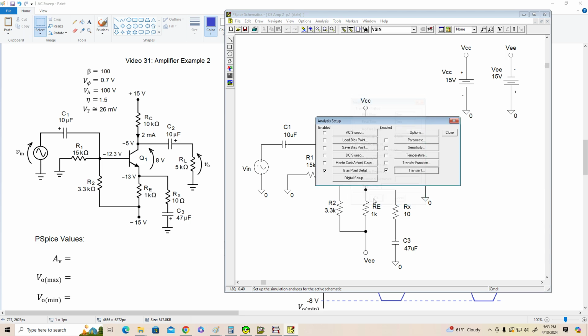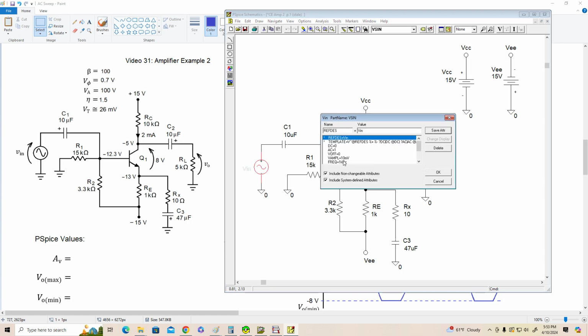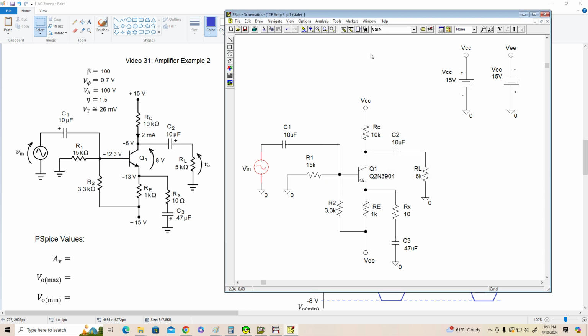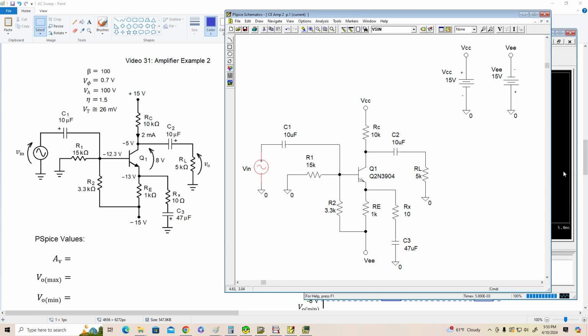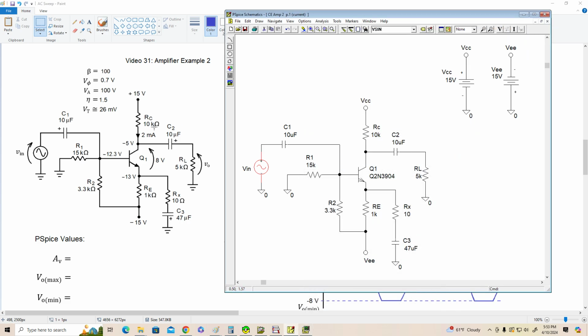Okay, our input voltage, whoops, let's close this. Our input voltage is set for 1 kilohertz, 10 millivolts peak. And let's go ahead and simulate this thing. And it's crunching. All right, we don't need probe right now. Let's just take a look at our DC values.